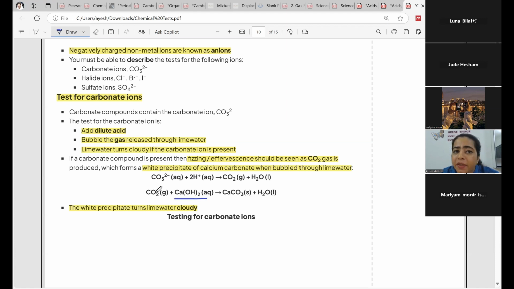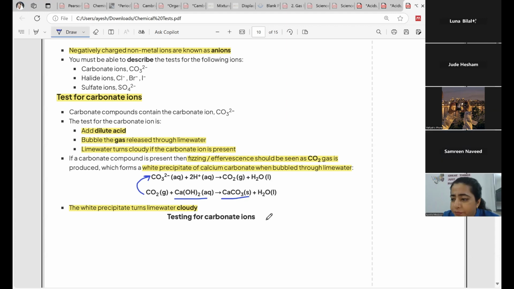If carbon dioxide is there, it will react with the calcium hydroxide and make calcium carbonate. And I hope you remember calcium carbonate is solid. Precipitate will be there. That precipitate is making the solution cloudy or milky. Okay, so white precipitate of this calcium carbonate will be visible to us, which is confirming that carbon dioxide is there. Carbon dioxide is confirming that the starting anion was carbonate.